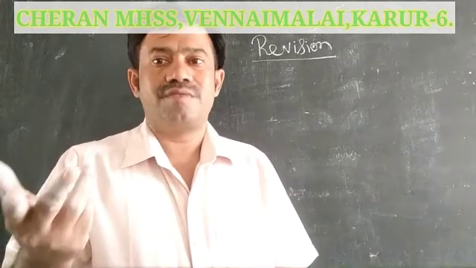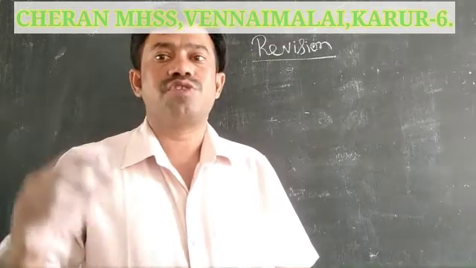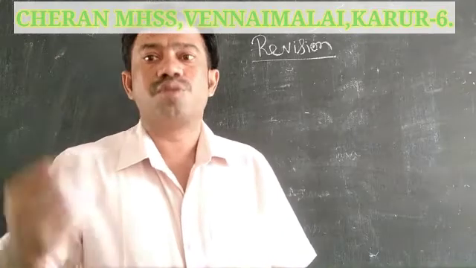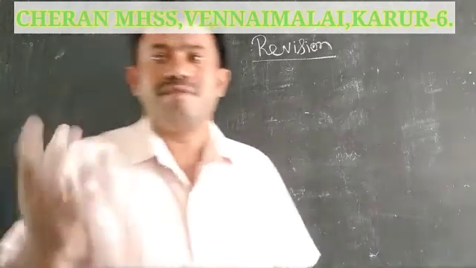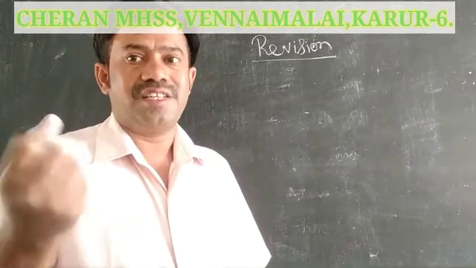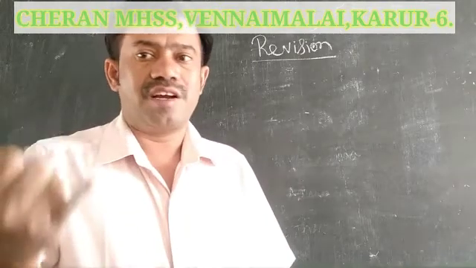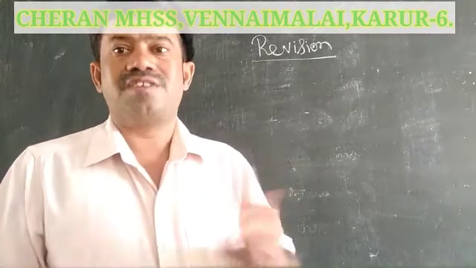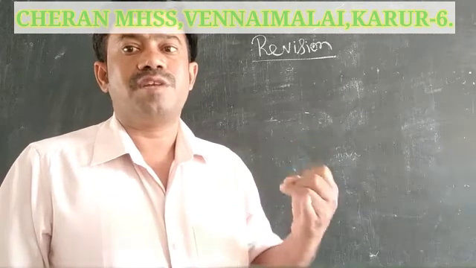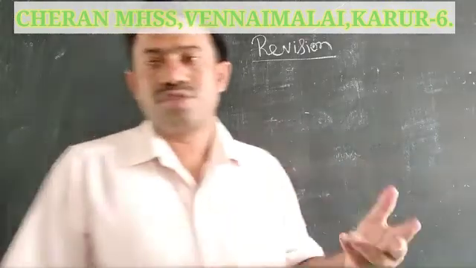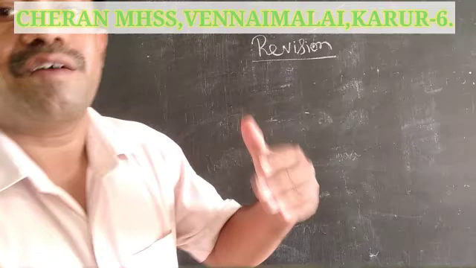In the 5 mark questions, the first question would be the prose paragraph. In prose, we have two lessons already. You know the lessons: Two Gentlemen of Verona and In Celebration of Being Alive. So two paragraphs naturally. One paragraph from Two Gentlemen of Verona and one paragraph from In Celebration of Being Alive. Suppose you choose the paragraph from Two Gentlemen of Verona.